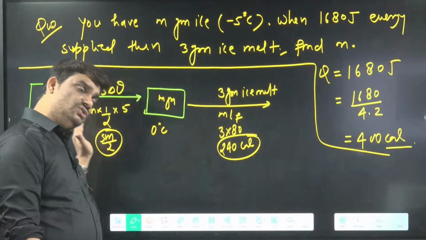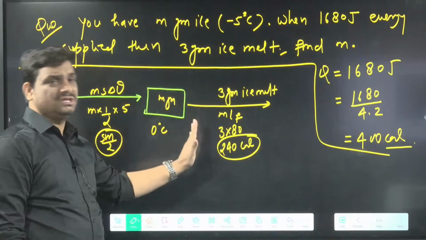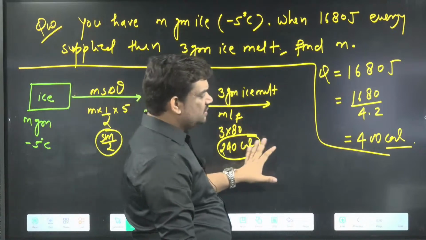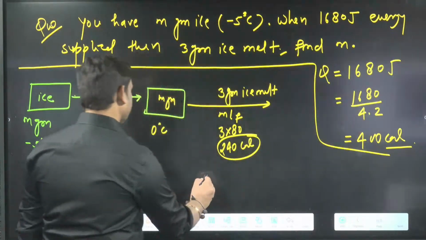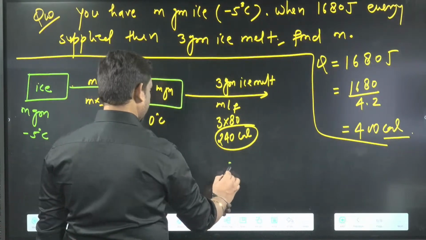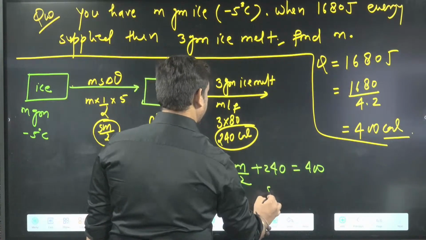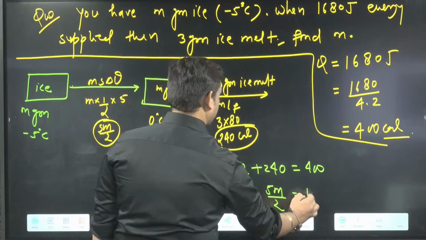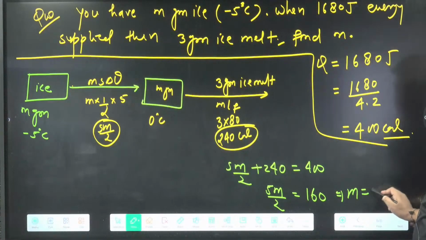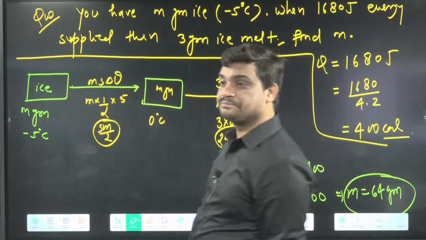240. But before this, you don't have to bring just 3 gram, you have to bring the whole m gram. The complete m gram will be coming to 0, then only it is ready to melt. So this energy plus this energy, the absorbed energy, should be equal to the given energy. So we can write 5m by 2 plus 240 equal to 400. So 5m by 2 equal to 160. From here m is 32 into 2, that becomes 64. So m becomes 64 gram. I hope this is clear now.